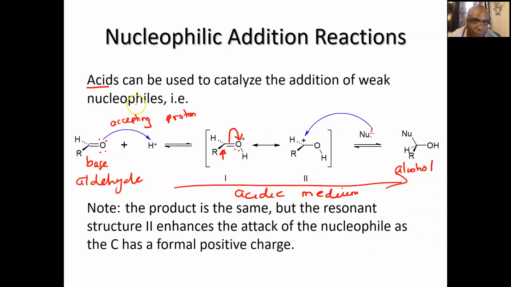so the reason why you want to do step number 1 is once you have a positive charge on oxygen, it's quicker to make a positive charge on the carbon. So there's an enhancement of the plus character on the carbon to be attacked by the nucleophile in the next step. So the product is the same, but the resonance structure, this structure right here, enhances the attack of the nucleophile as the carbon now has a true formal charge. Okay.